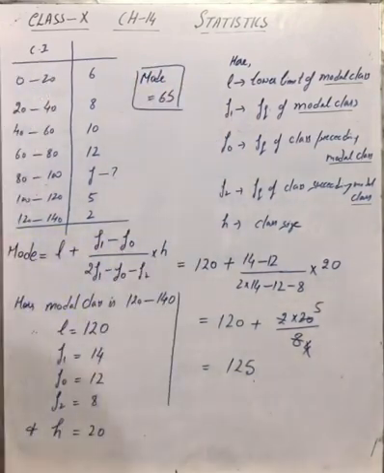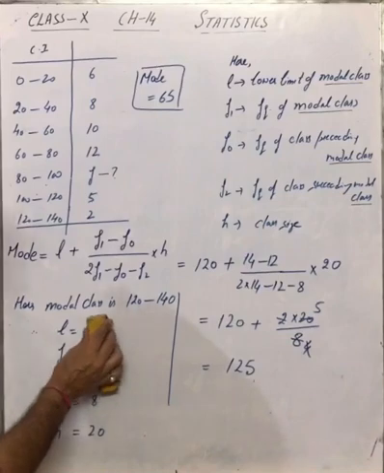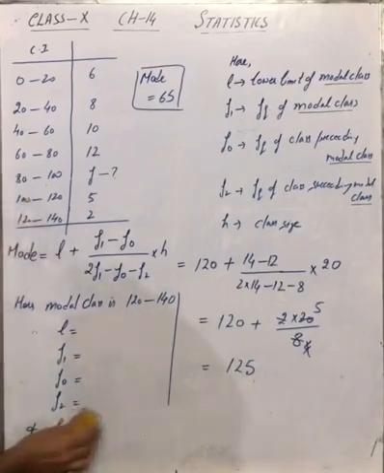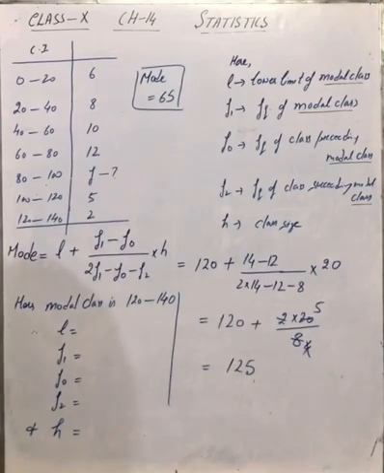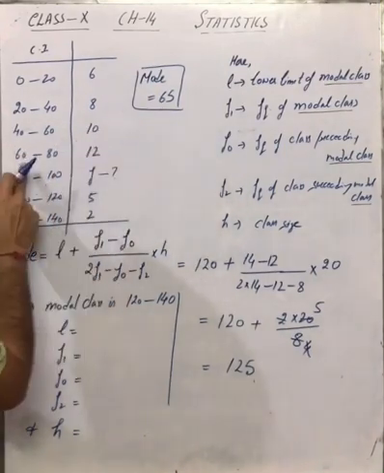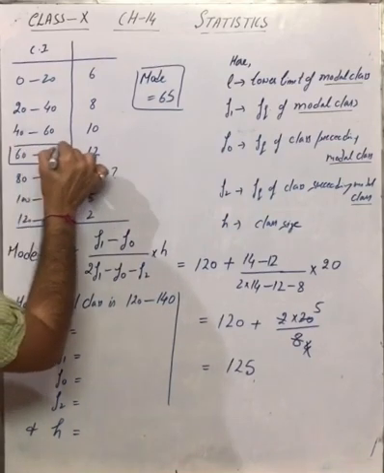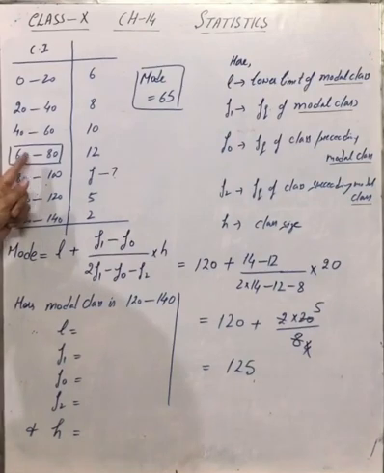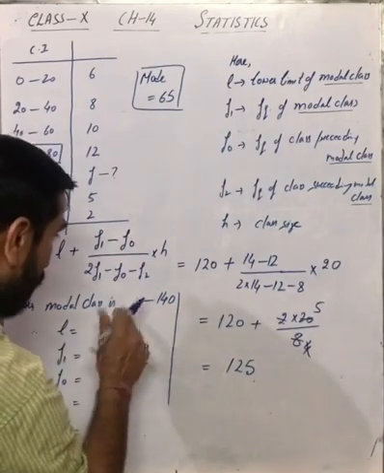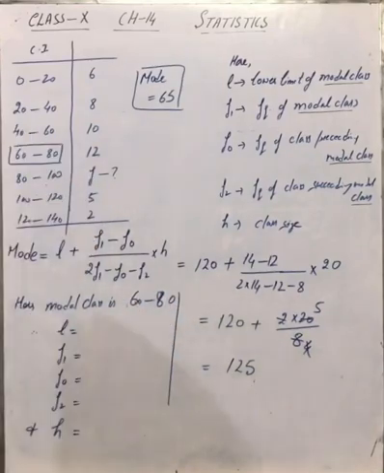Now the method remains the same. We'll use this formula only. We need to write these terms here, what these terms actually are. Now here we are given mod. When you are given mod, that means 65 lies between 60 and 80. That means this will be the modal class. 65 lies between 60 and 80, so the modal class will be 60 to 80. So let me write here modal class 60 to 80. I hope the question is clear to you.